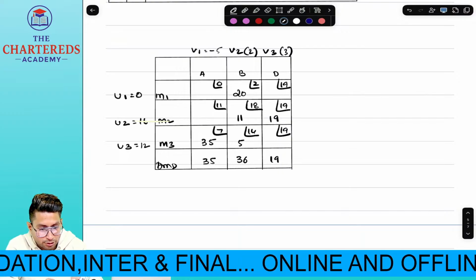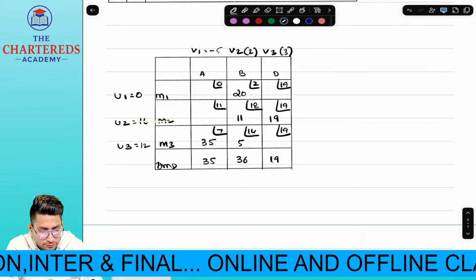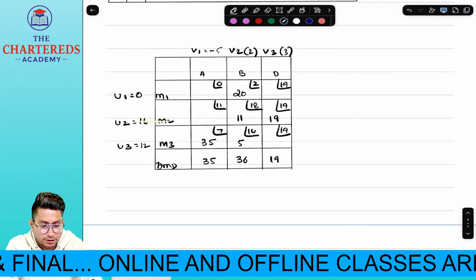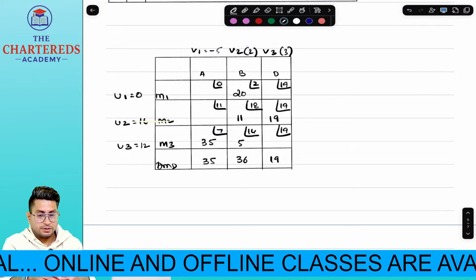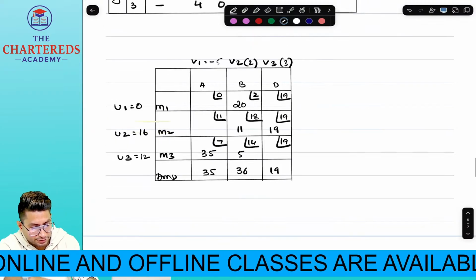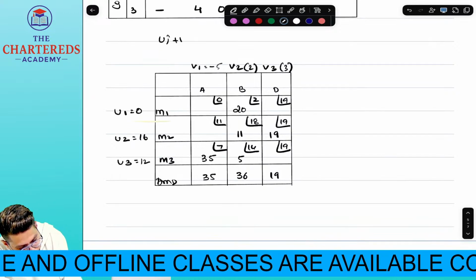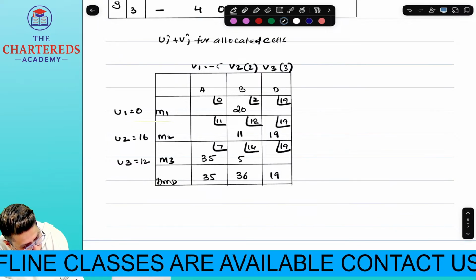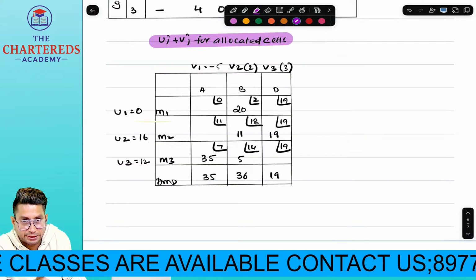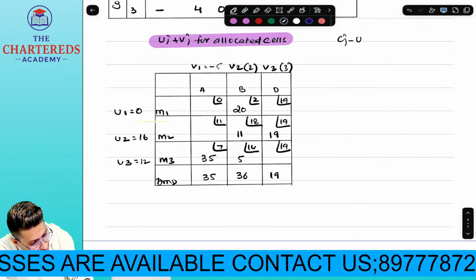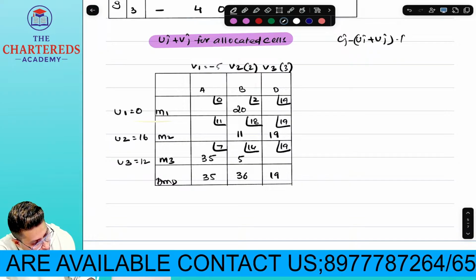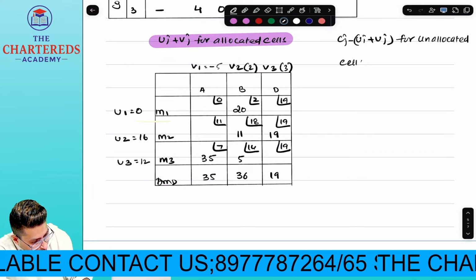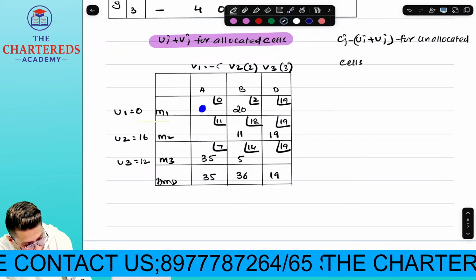So now we have calculated all numbers. Next we have to calculate what? Cij minus (ui plus vj). Now this is ui plus vj for allocated cells. Don't write, because we don't know whether we'll get positive or negative. Now we will calculate Cij minus (ui plus vj) for unallocated cells. Unallocated cells. So this is this one, right?